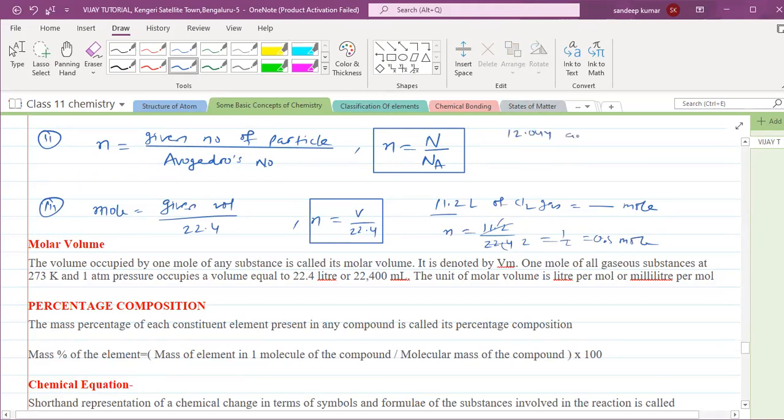If they ask you that 12.044 into 10 to the power 23 atoms of carbon is equal to dash mole, which formula will apply? This formula, the second one. Number of moles is equal to given number of particles by Avogadro number. So how much is the given particle? 12.044 into 10 to the power 23, by Avogadro number, which is 6.022 into 10 to the power 23. So this gets cancelled. This is exactly cancelled by 2 times. So 2 moles. Okay, one more question I am taking.